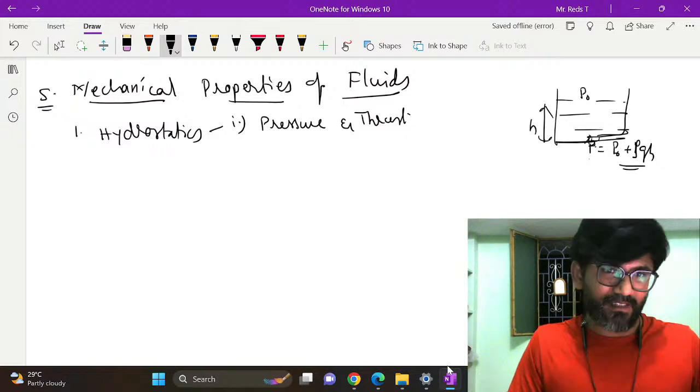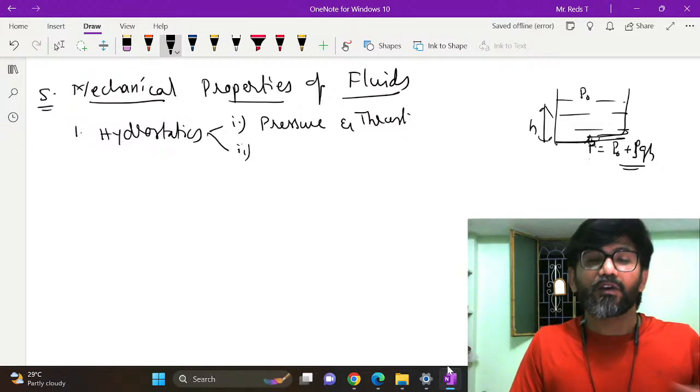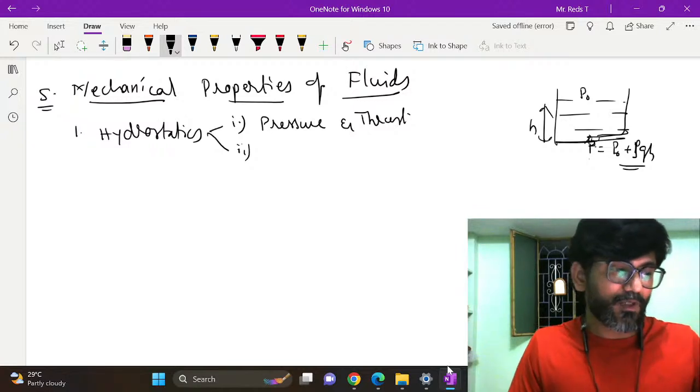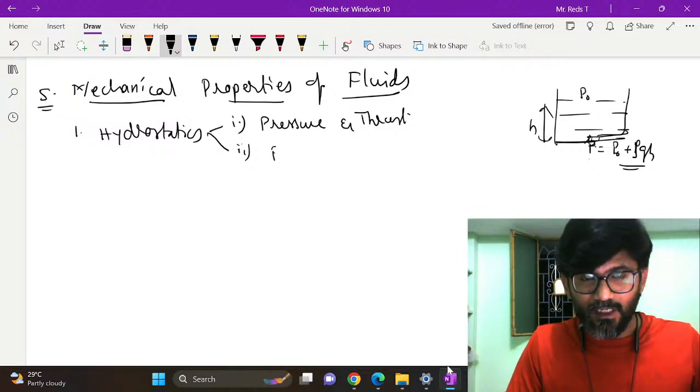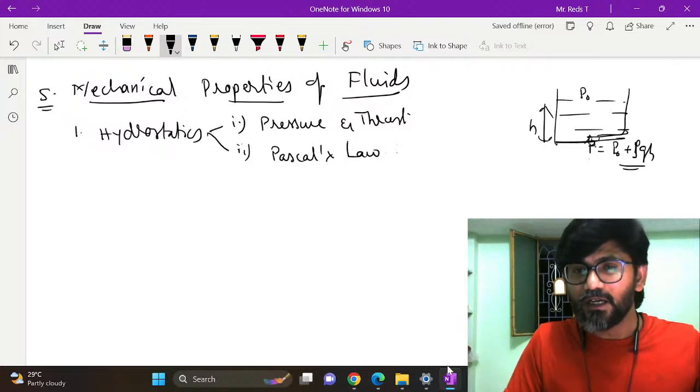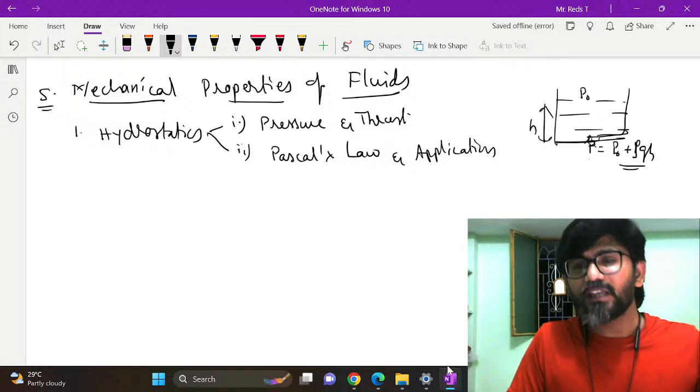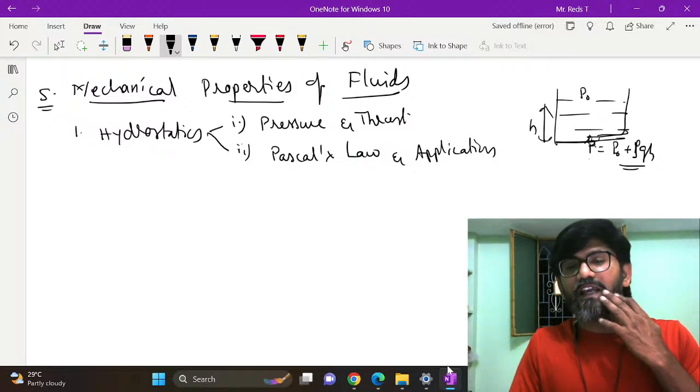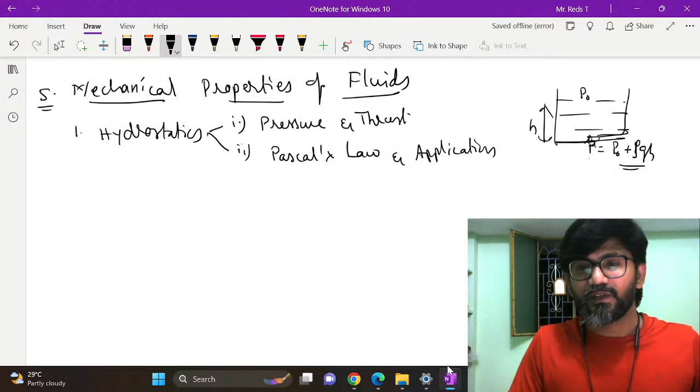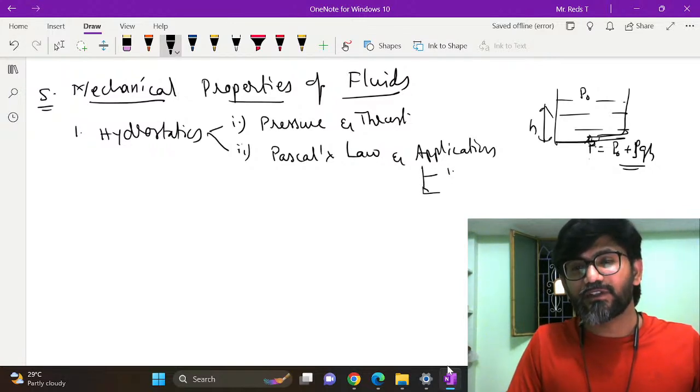As part of hydrostatics we have to go through one more concept called Pascal's law and applications. One of the main important applications of Pascal's law is the hydraulic lift. Hydraulic brakes is one application, and the hydraulic lift.